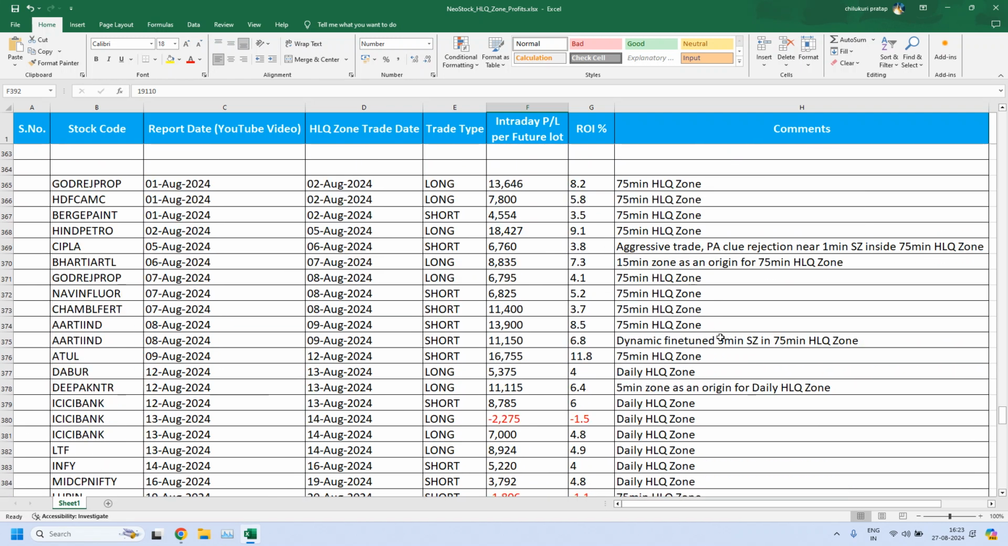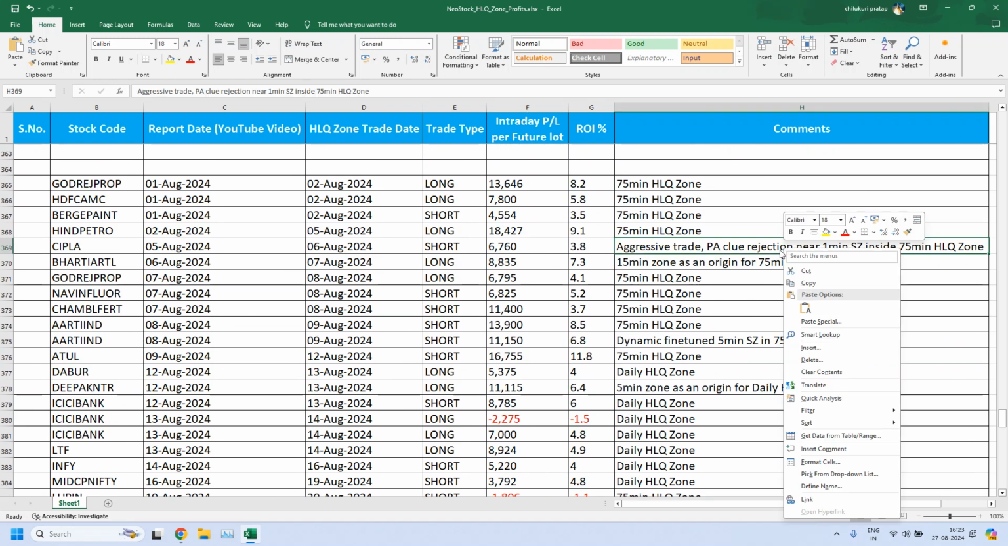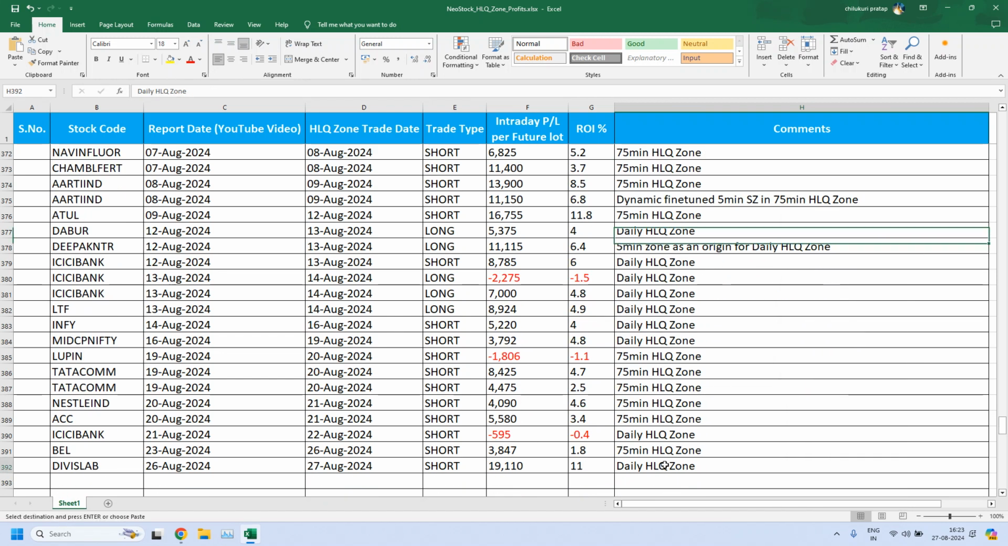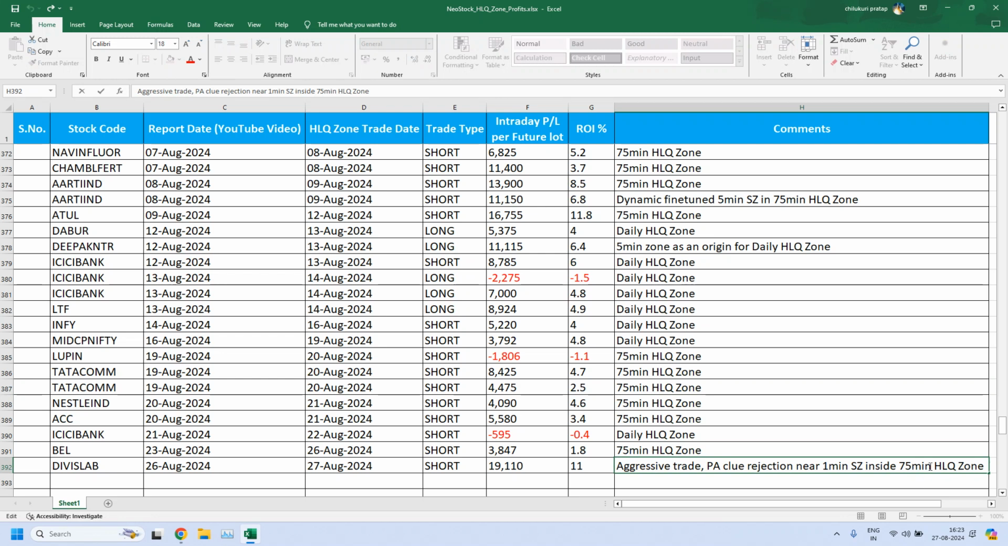Actually, I have to draw the proper reason. This is the reason. Aggressive trade. Price action clue, rejection. Near 1 minute supply zone. Inside, not 75, this is a daily HLQ zone. In the daily HLQ supply zone, we have a 1 minute supply zone, and this is an aggressive trade because it is not a fine-tuned zone. But still we have taken the trade because a strong price action clue is available. Because of that, we have taken this Divi's Lab trade.